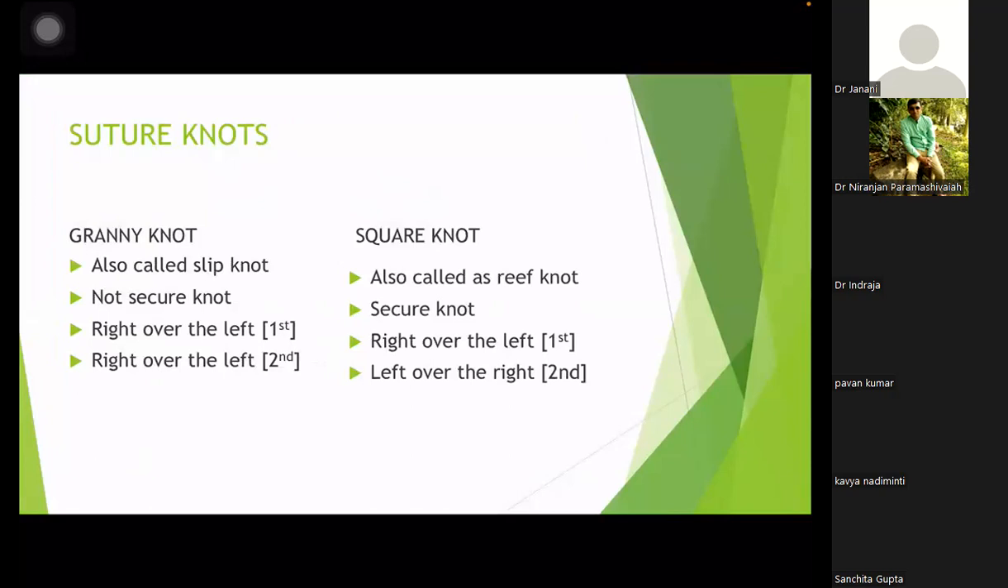Suture knots. Granny knot and square knot. Granny knot is also called a slip knot. It is not a secure knot, and it is made by using the first throw right over the left and the second throw right over the left. And square knot is also called a reef knot. It is a secure knot in which the first throw is right over the left and the second throw is left over the right.